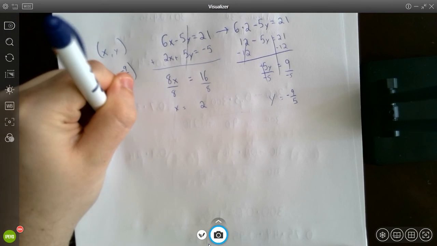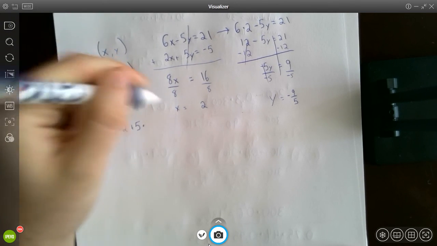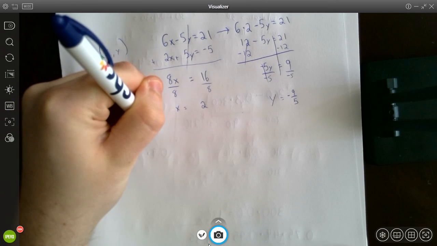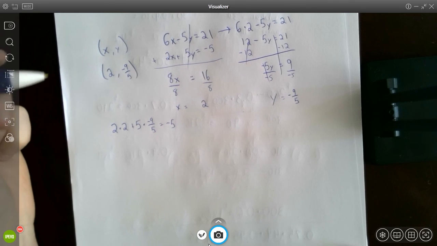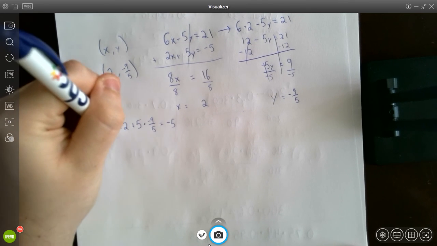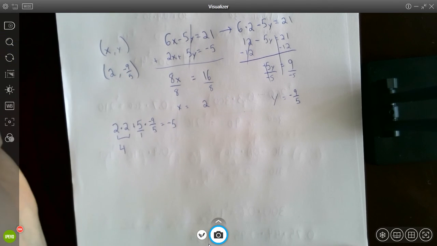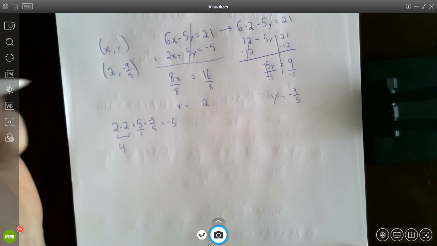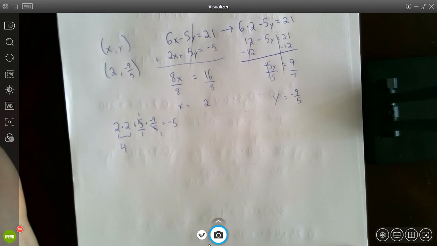So we've got 2 times 2 plus 5 times negative 9 fifths equals negative 5. And we want to test this out and see if it works. Well, we know that 2 times 2 is 4. That's easy enough. And 5 wholes times negative 9 fifths, those two are going to cancel out to be 1s.